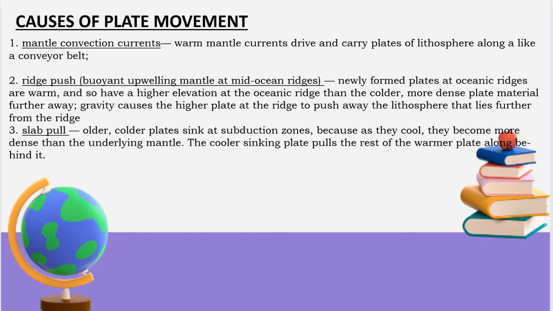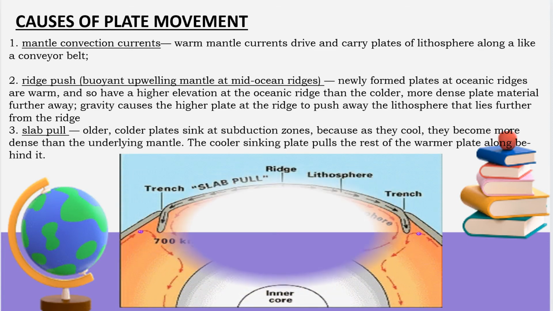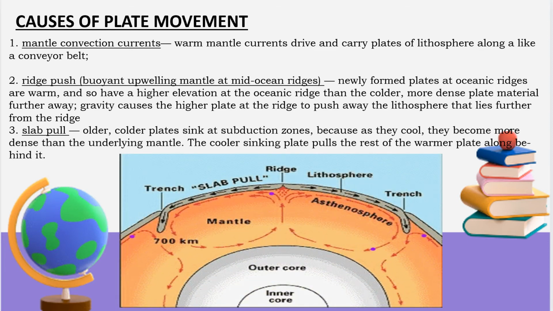And we have this slab pull. This slab pull is older, colder plates sink at subduction zone, because as they cool, they become more dense than the underlying mantle. The cooler sinking plate pulls the rest of the warmer plate along behind it. So this is the illustration of this movement.